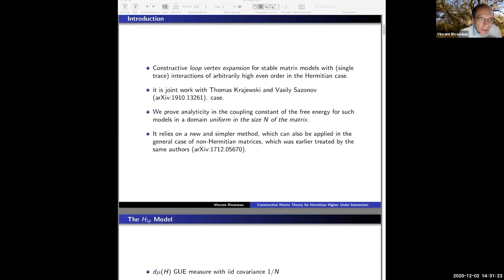uniform in the size N of the matrix. It is the crux of the theorem: uniform in size N. It relies on a new and simpler method, which can also be applied in the general case of non-Hermitian matrix, which was earlier treated by the same authors.